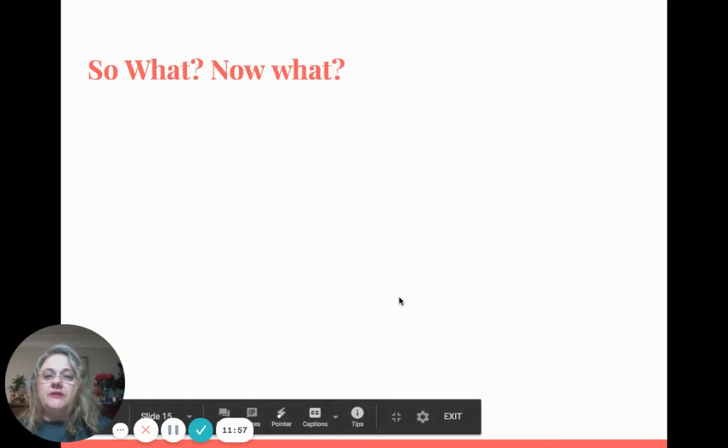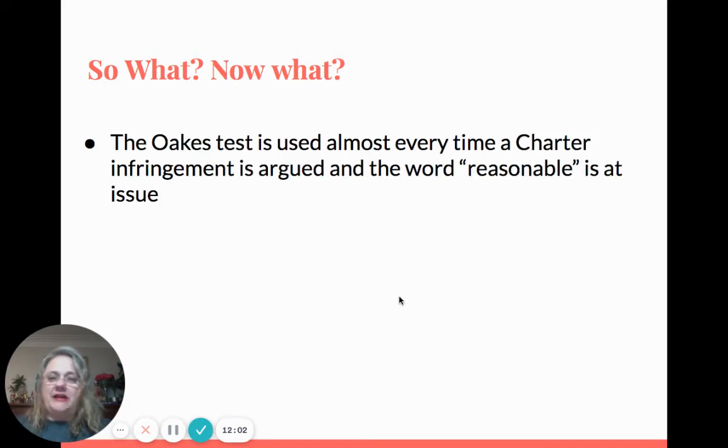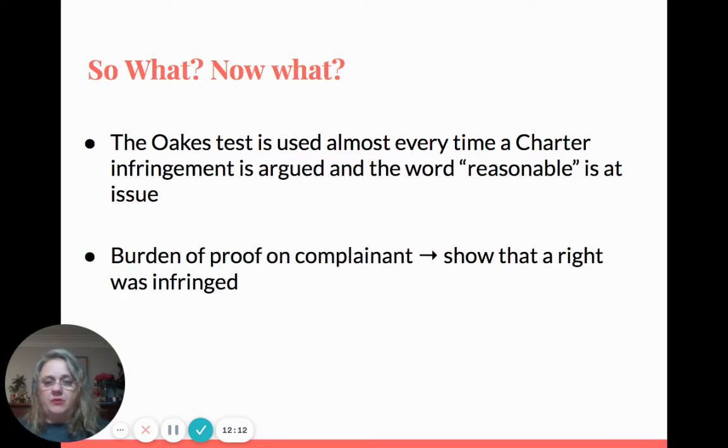Okay, so who cares? What's the big so what? What's the now what? Well, like I said, the Oakes test is used anytime there's discussion or debate about the use of the word reasonable at the Supreme Court. And since the Oakes test came into practice, there's been an interesting thing about the burden of proof.